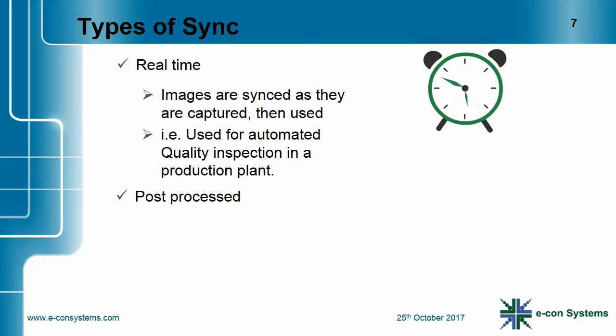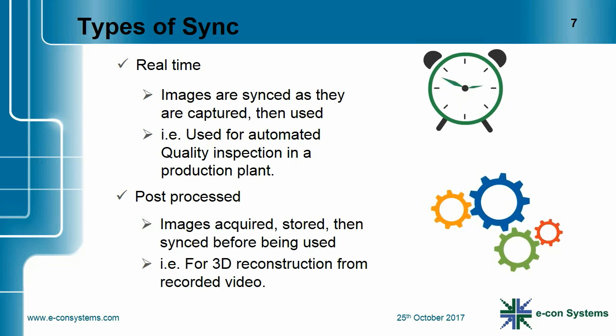The other type is the post-process synchronization, where any normal camera can be used to acquire images and store them to the storage medium. These images should also contain additional input parameters such as timestamps, so that these images can be retrieved later from the storage to an application, and using these timestamps, these images are synchronized, and then they are used in an application.